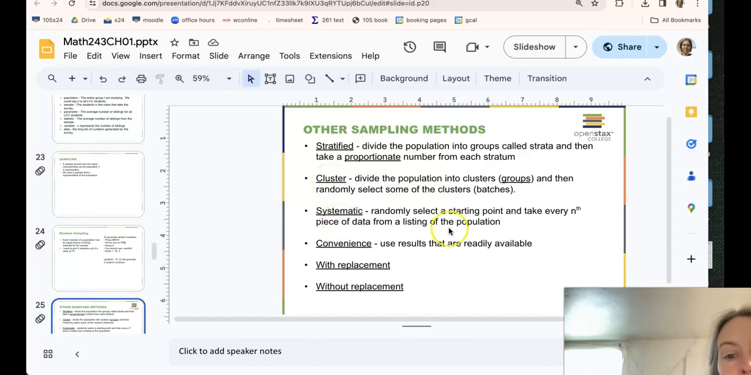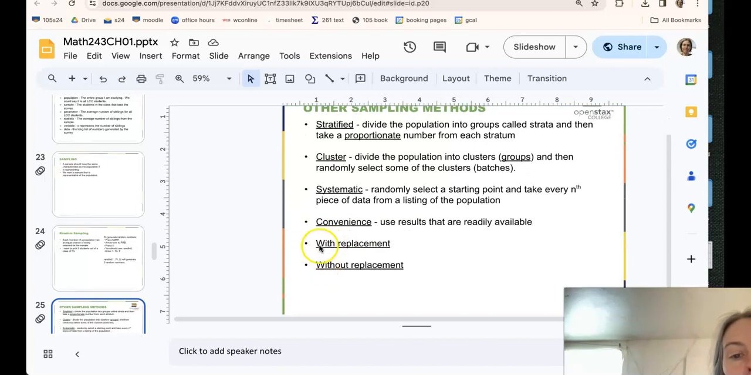And then systematic would be if I chose every 50th student. So if LCC has some giant list of all the students, I would go down the list and pick every 10 or every 50 students. What I'm doing in my class is convenience sampling. So for me, it's convenient to simply survey my students.